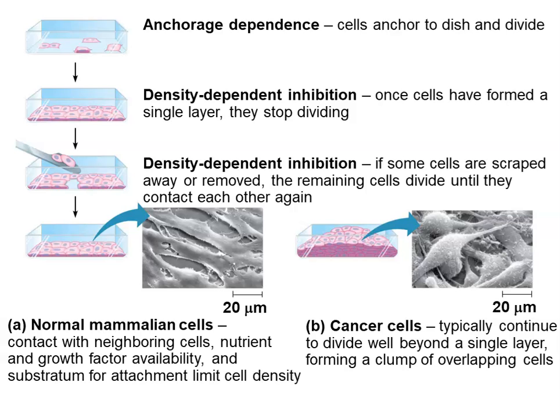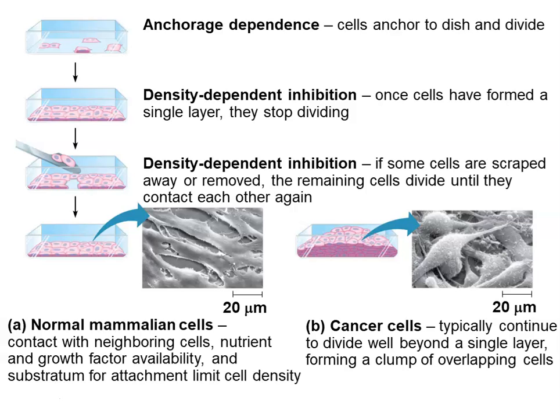You've got the anchorage dependence. The cells are anchored, and they're able to divide until they fill up that base. They have a single layer. If you take some of those cells out, they will continue to divide again until they fill up the plate. And that's what we expect to find with our non-cancerous cells. They want to be in contact with one another, but they don't want to be overly crowded, and they will grow based on their nutritional needs.